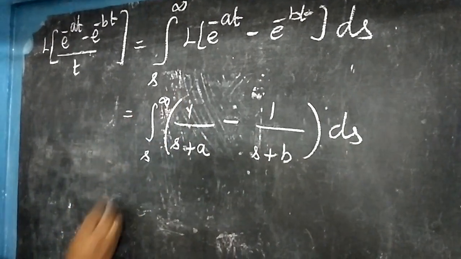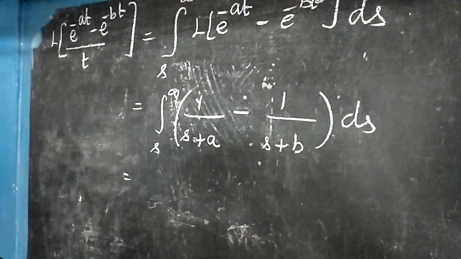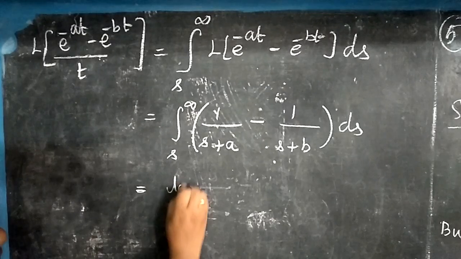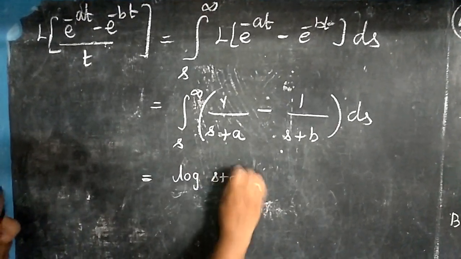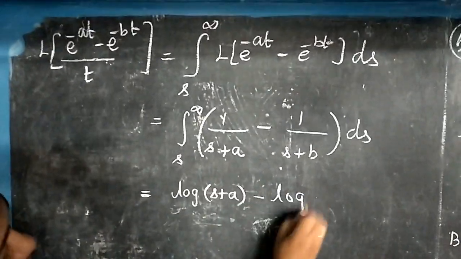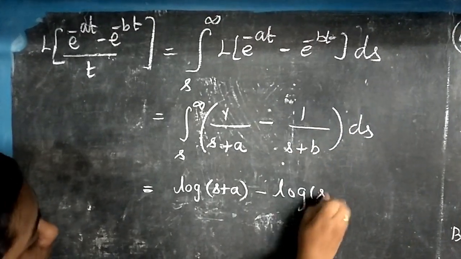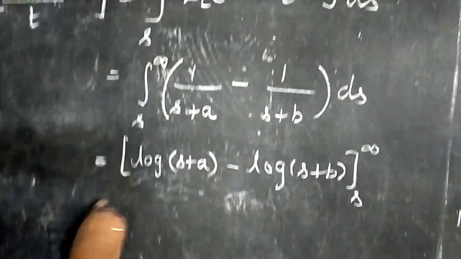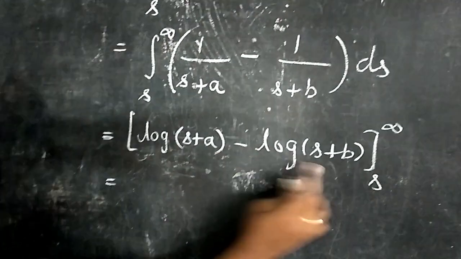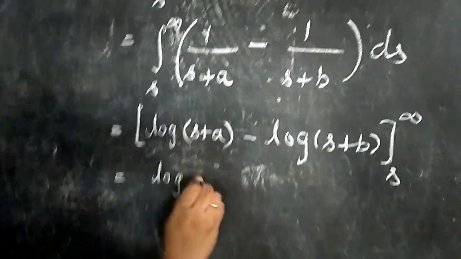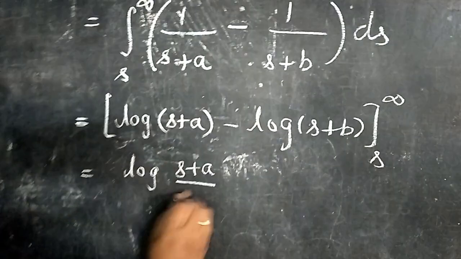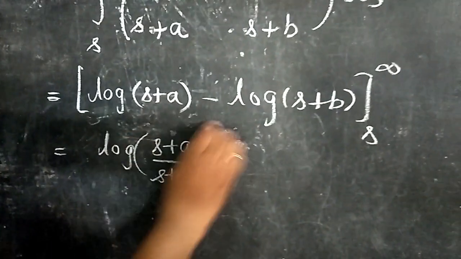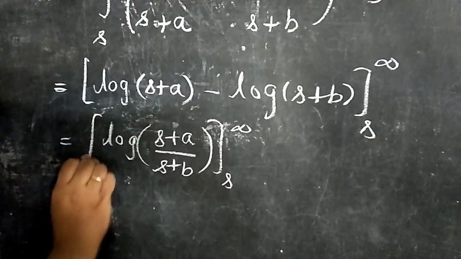We have to integrate this function with respect to s. Integration of ds by s plus a is log s plus a, minus integration of ds by s plus b, which is log s plus b, between the limits s to infinity. It can be written as log of s plus a by s plus b between the limits s to infinity.